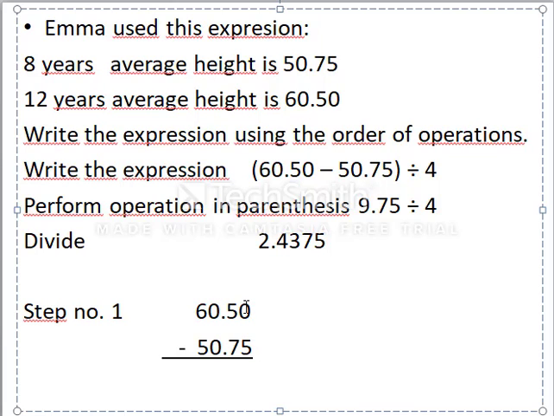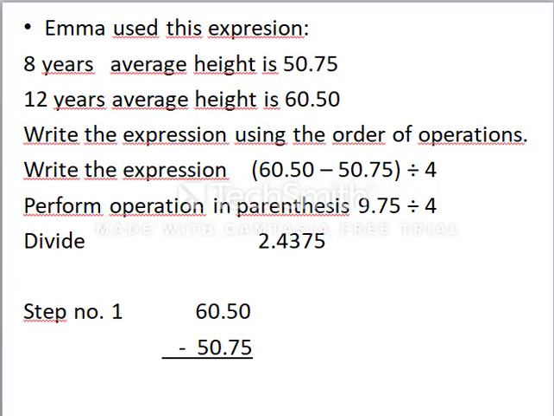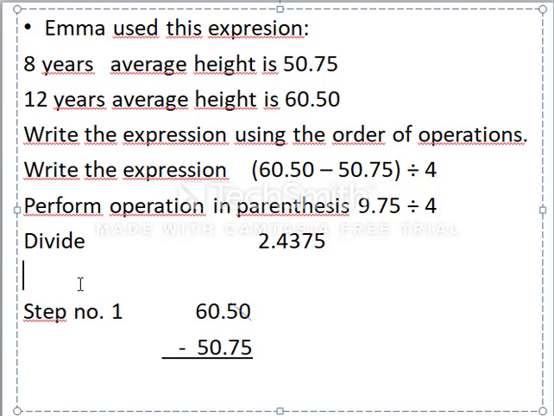Regroup the number 0 with the number 5. So this 0 is not 0 anymore. Now the number 0 has the value of 10 and the number 5 has the value of 4. And we are going to subtract 10 minus 5, it is equal to 5.